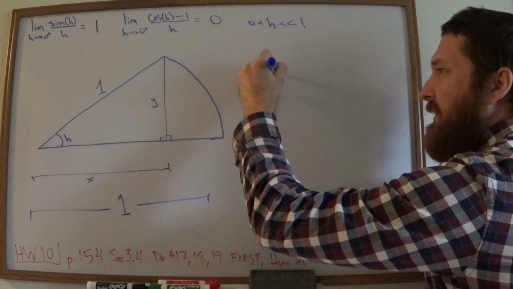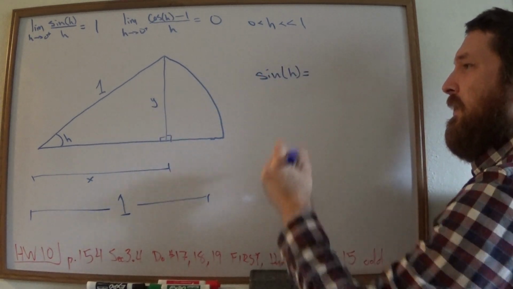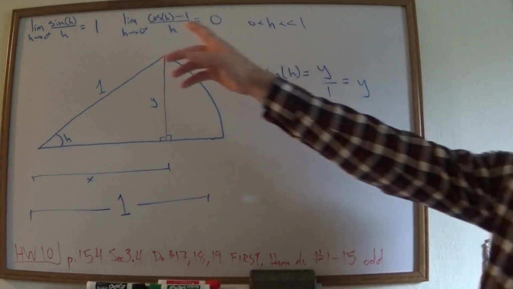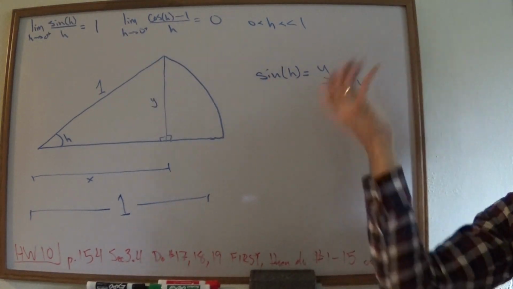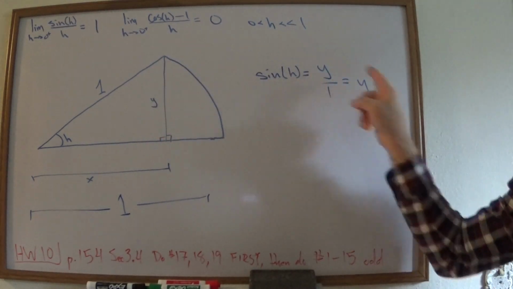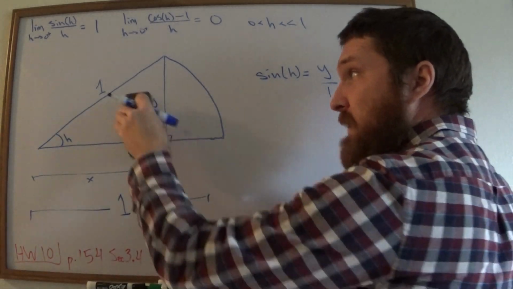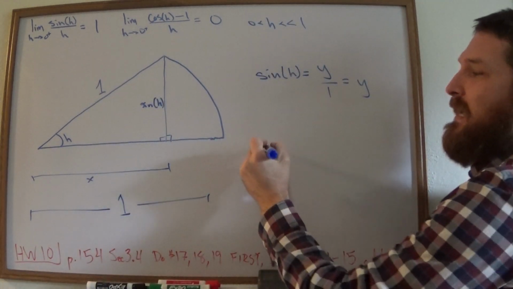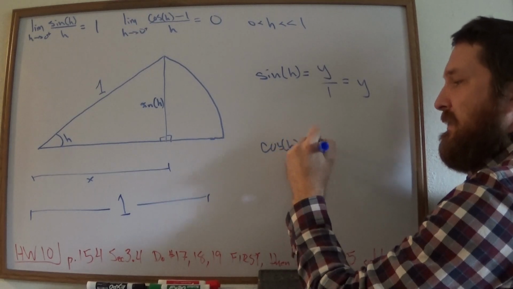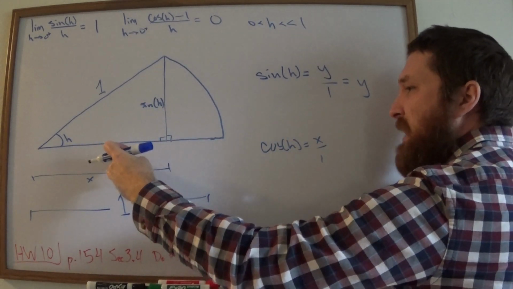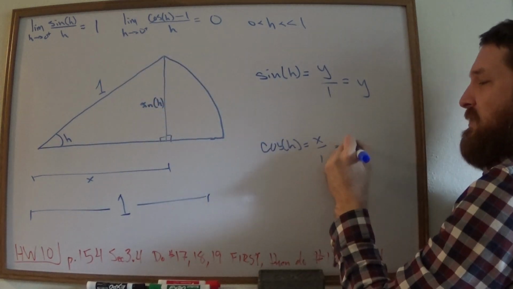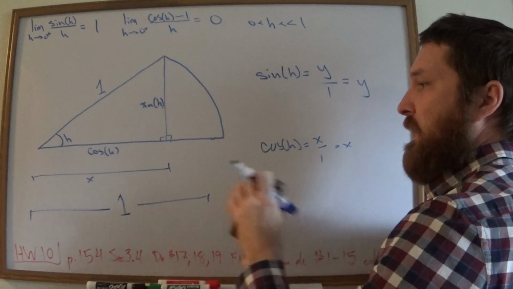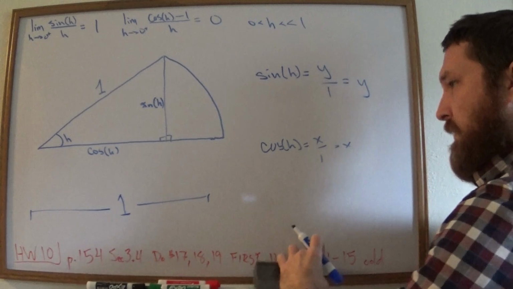Sine of h is equal to y over 1, which is just y. Oh, nice. The thing I'm working with has a sine h in it. So this height right here is indeed sine h. By the same exact argument, cosine h is x over 1, the adjacent over the hypotenuse, which is just x. So that exact length there is indeed cosine h. Nice.